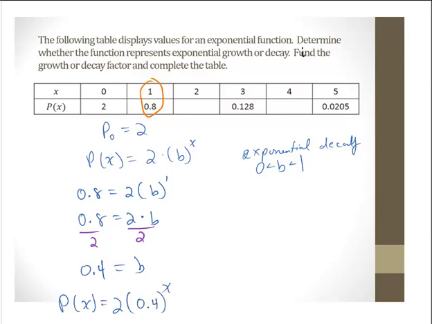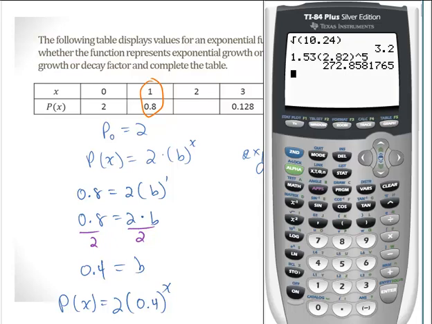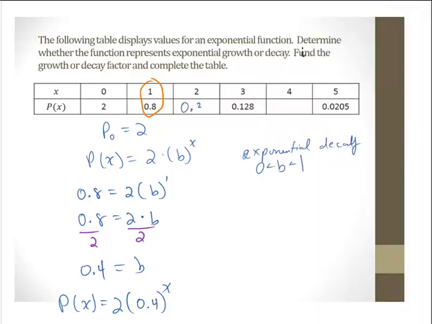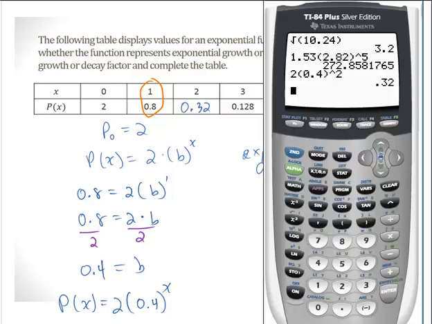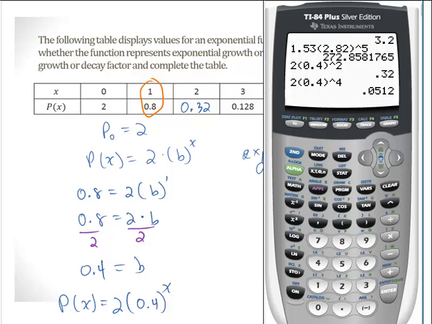And now I'll use a calculator to calculate the remaining values. When x is 2, I'd have 2 by 0.4 to the second power, which is 0.32. And when x is 4, second enter, and change that 2 to a 4, 0.0512.